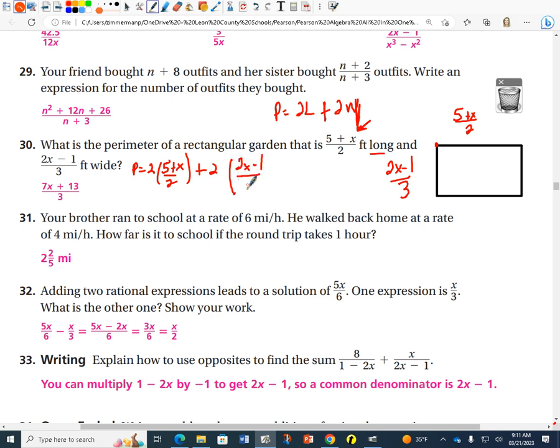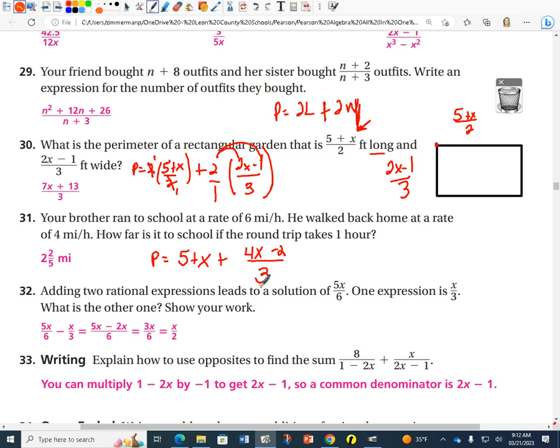The first thing I'm going to do, though, is simplify a little bit. So here, I could distribute this 2, but I could also just cancel these 2's out, right? 2 divided by 2 is 1, so that simplifies to 1. So now I've got the perimeter equals 5 plus x, plus, now I'm going to distribute here. I can't simplify the 2 and the 3. So 2 times 2x is 4x minus 2, all over 3. So I'm going to put grouping symbols back around that.